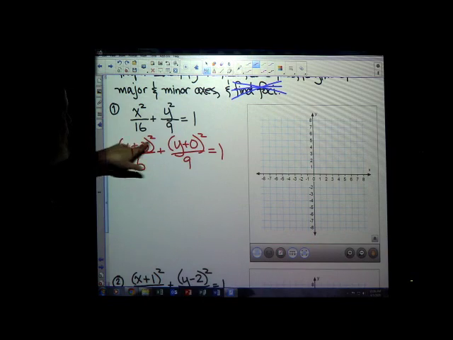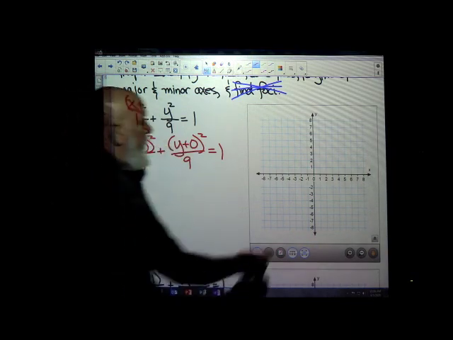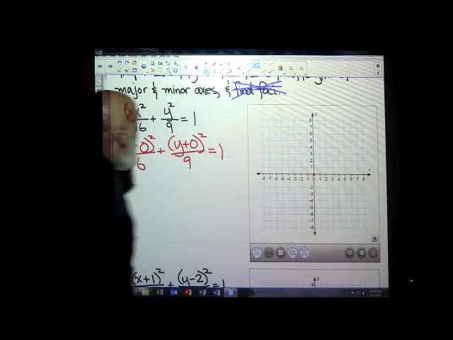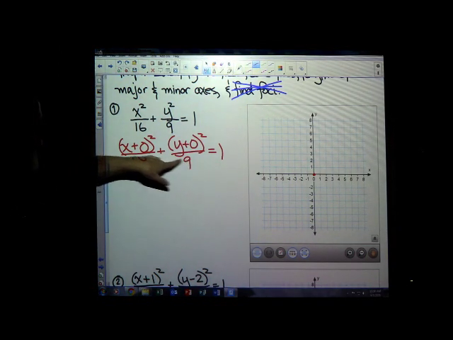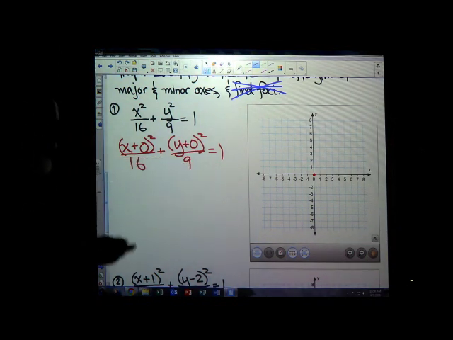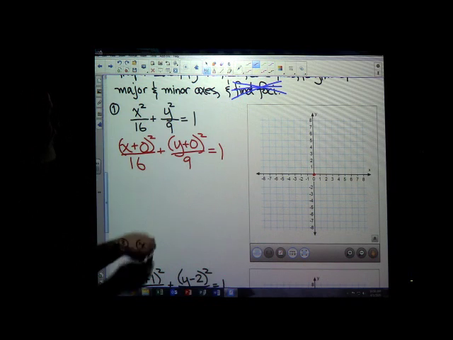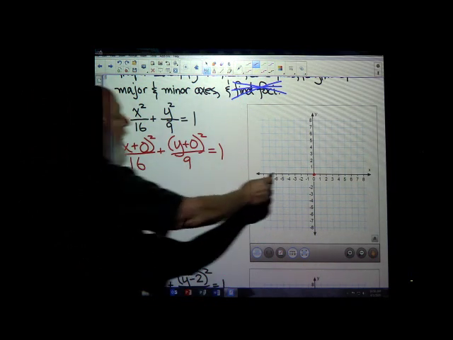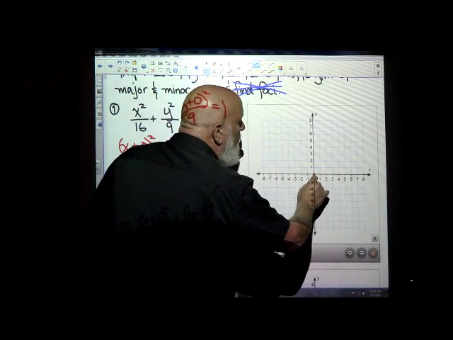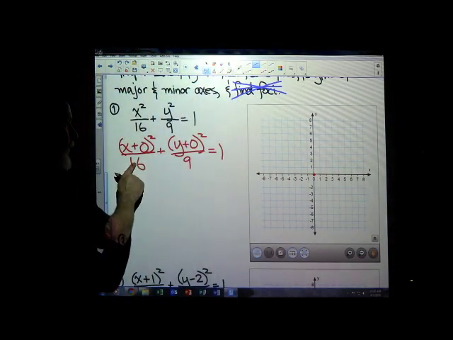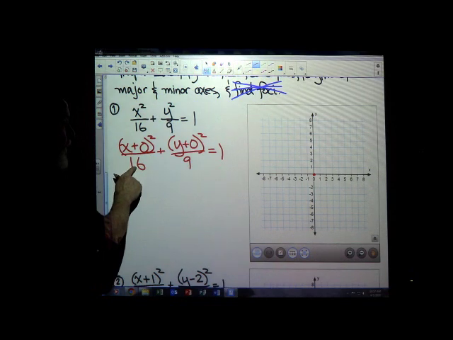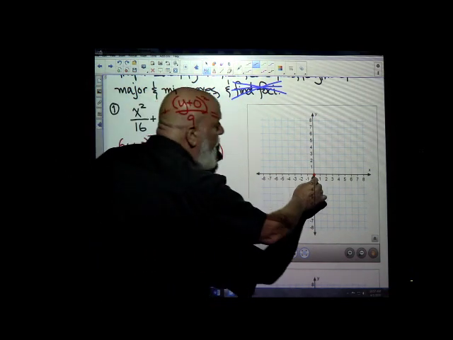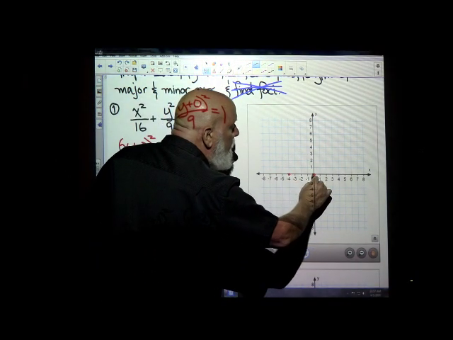Now we can see our center. It's 0, 0. There's the center of our ellipse. And we use these numbers here to determine where our vertices and our co-vertices are. Underneath x, we take the square root of this number, and on the x-axis, or horizontally, from the center, we go the square root of this, which in this case, the square root of 16 is 4. We'll go from the center, 4 to the left, and 4 to the right.